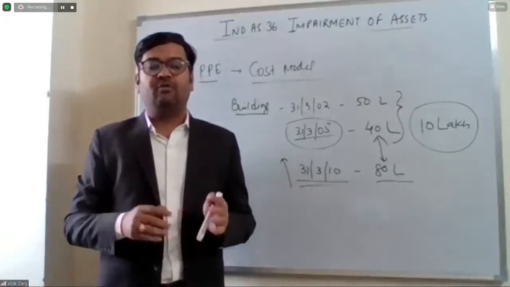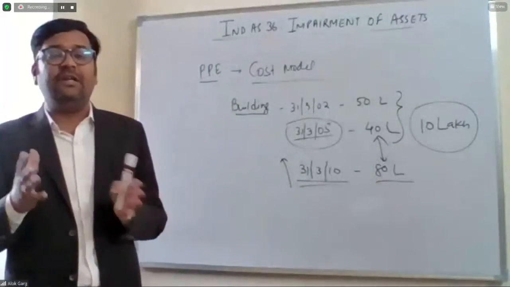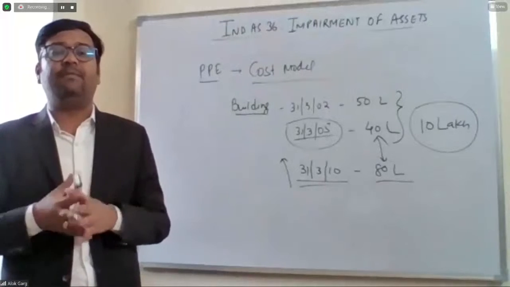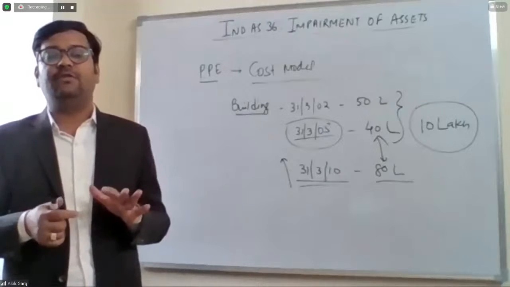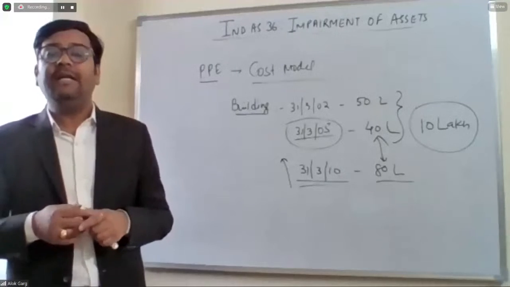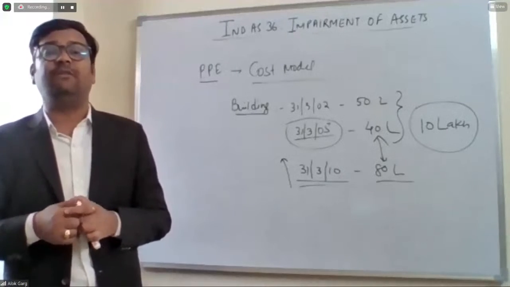So again, when there is an external indicator which says that impairment loss needs to be reversed, it should be reversed. So these are the internal and external indicators of reversal of impairment.